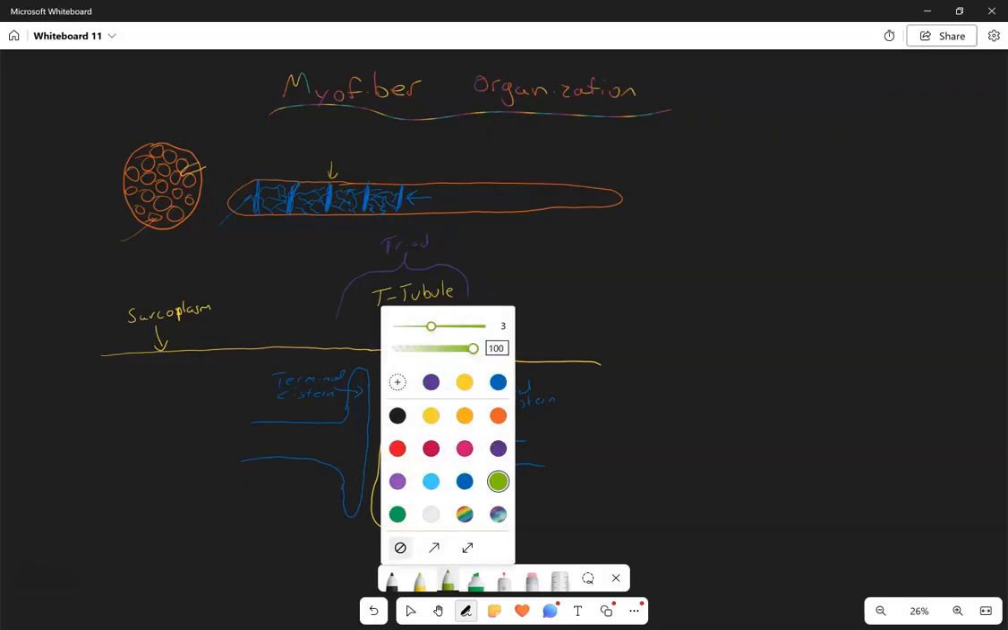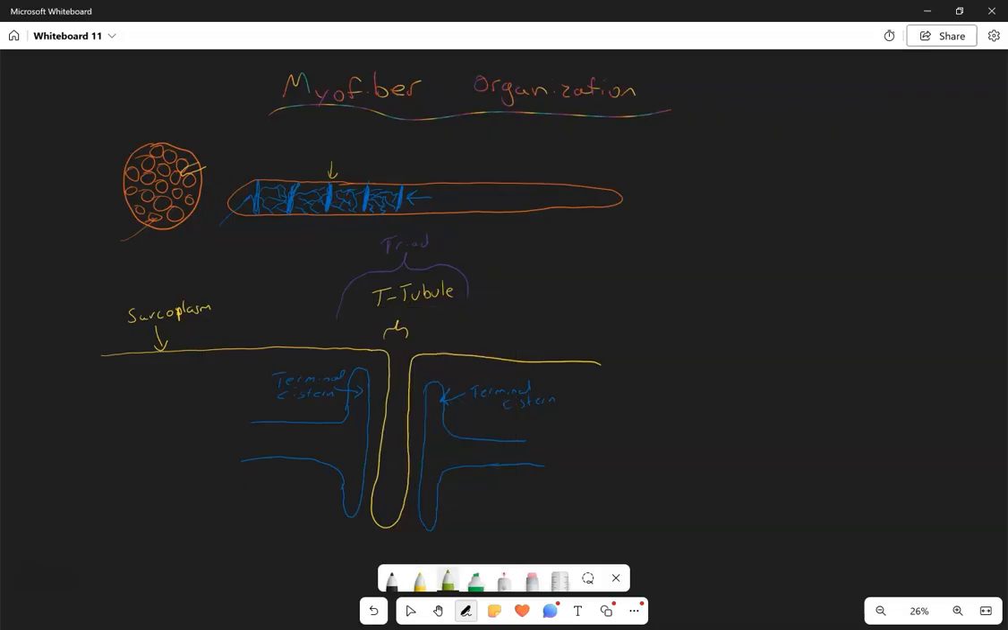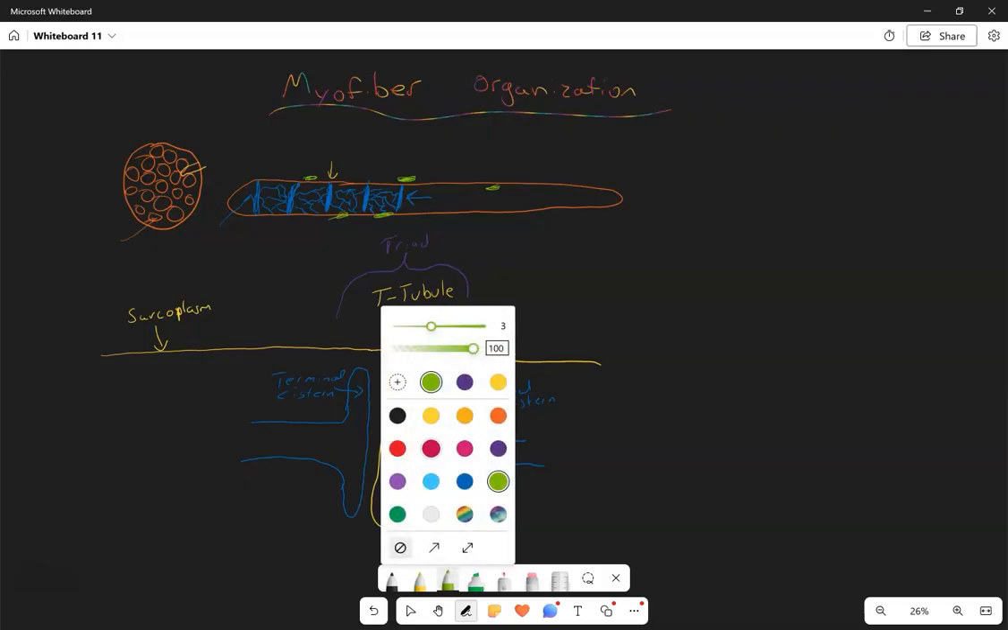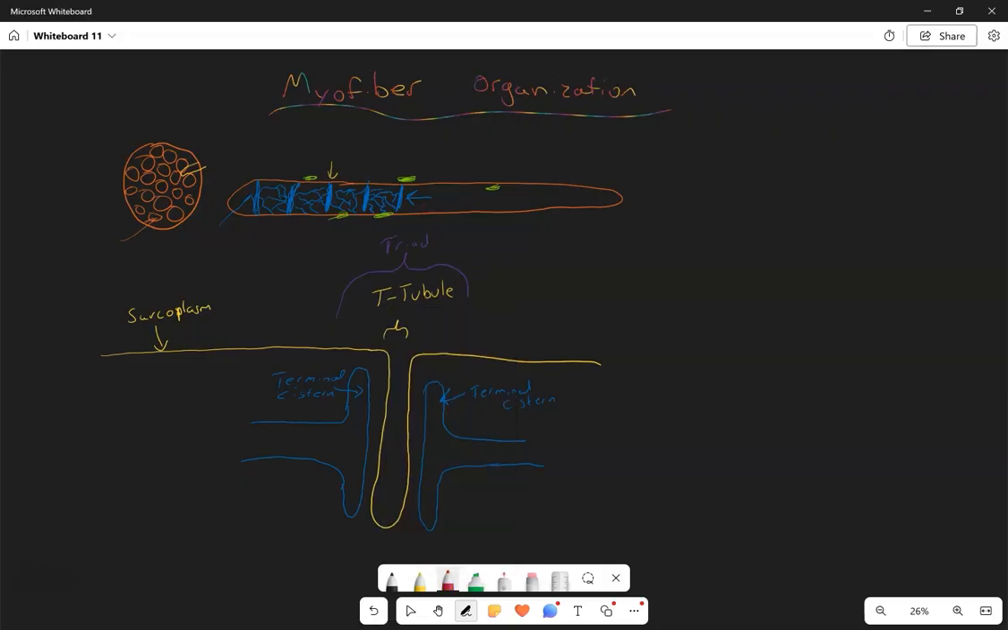The other thing that we are going to have scattered throughout here, along here, is your mitochondria, lots of mitochondria inside of the muscle cell, as you could imagine. And then there's going to be some myoglobin inside of here, so we'll draw those as well. All sort of things that we're going to need for the muscle cell to operate. All right, so keep that organization in mind.